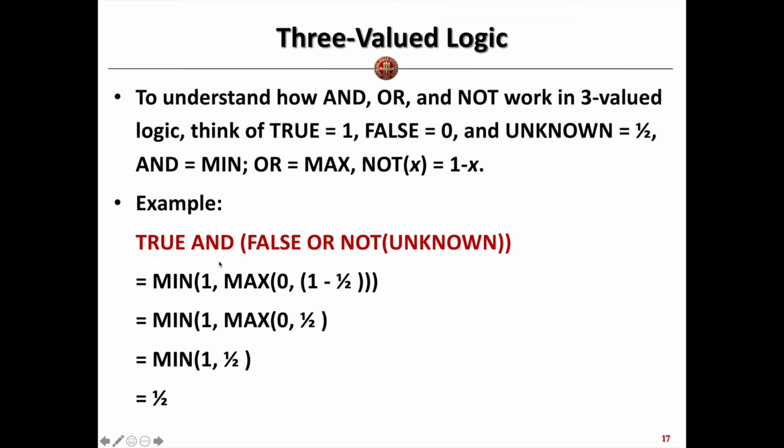So we can translate this boolean expression into an elementary algebra expression: min(1, max(0, 1 minus 1/2)). If we want to decide the truth value of this expression, we just need to calculate the value of this elementary algebra expression in a very simple way. It equals 1/2. Therefore, the truth value of this expression equals 1/2. We know 1/2 is unknown. Therefore, the return value of this boolean expression is unknown.